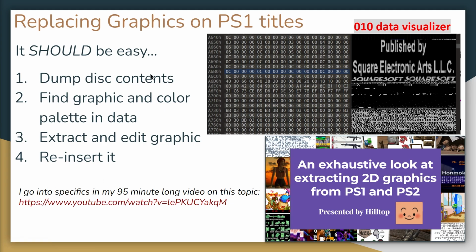In general, when you want to get graphics for extraction and editing, you look at the disk contents and you search for graphic and color palette data, and then you write an extractor and then reinsert it. There is a process and I go into all of it in this video. Not going to touch on it here, but you can watch this video if you are interested.